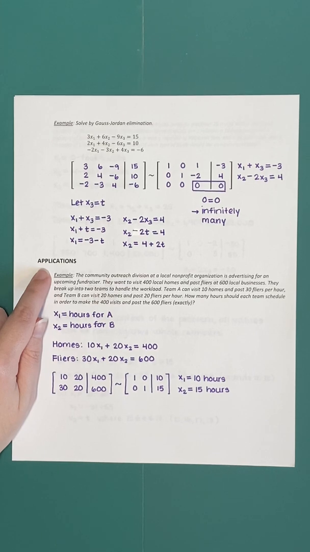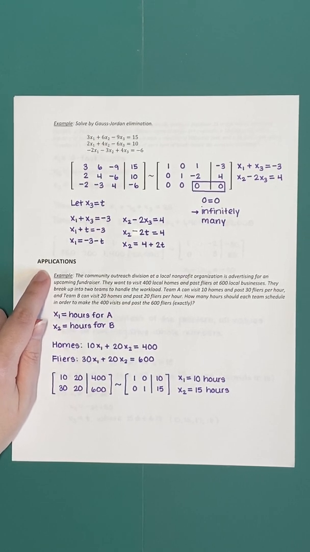Team A can visit 10 homes and post 30 flyers per hour, and Team B can visit 20 homes and post 20 flyers per hour. How many hours should each team schedule in order to make the 400 visits and post the 600 flyers exactly? So they want to meet the goal but not surpass the goal.